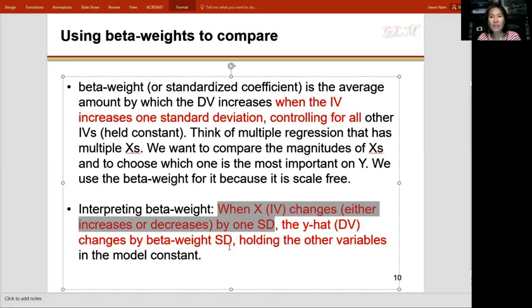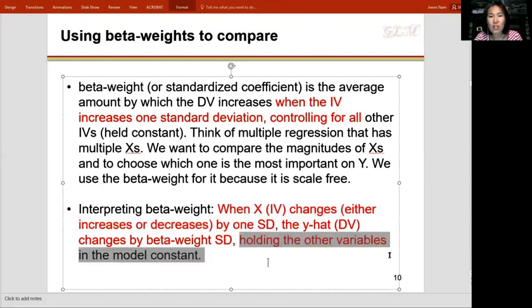Can you remember that? And if you have more than one x variable, you have to add this expression, holding the other variables in the model constant. This means controlling for all other x variables. Okay, now you remember this, right? We already covered this in PUAD 628, so you can revisit the PUAD 628 video.